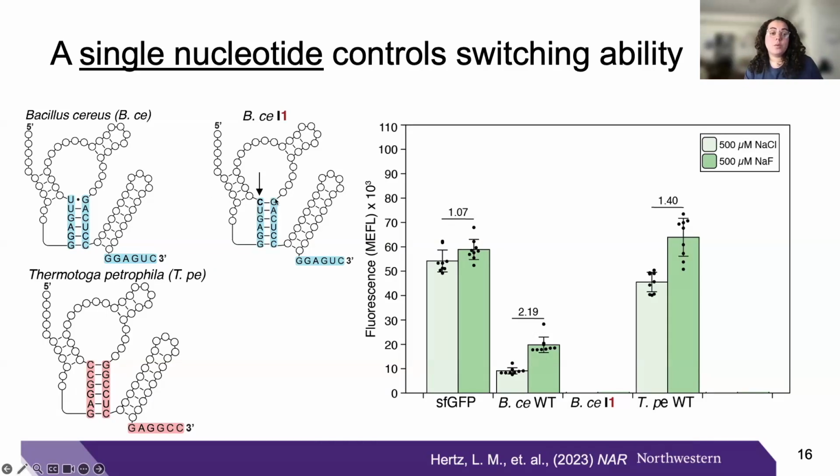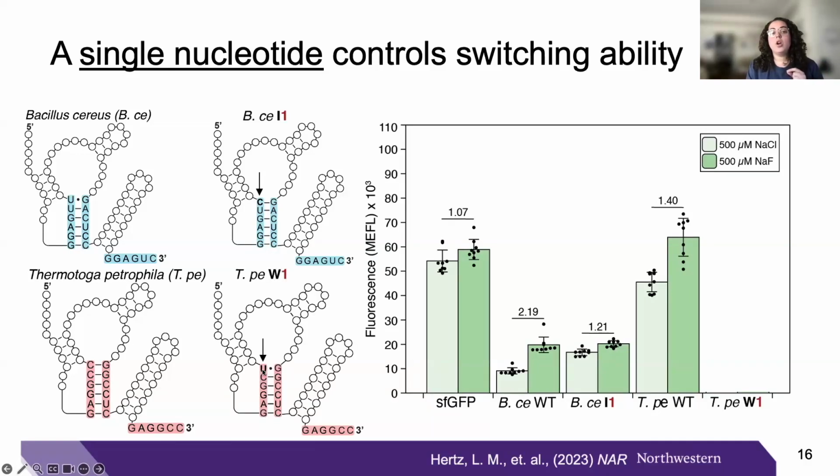In Bacillus, we changed it to a canonical GC interaction, where we then noticed that the amount of protein was the same regardless of fluoride. So Bacillus lost the ability to regulate the amount of protein expression just by that simple single nucleotide change. In TPE, we were able to do the opposite, where it went from a canonical GC base pair to converting that into a wobble base pair.